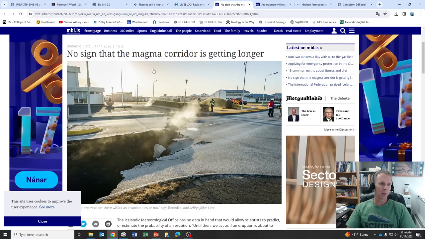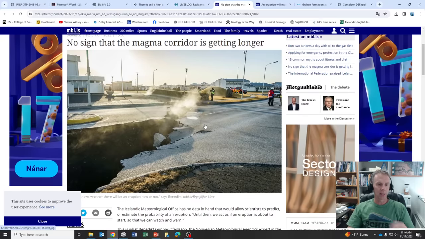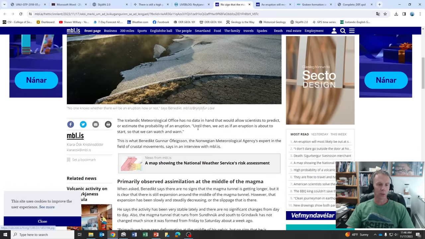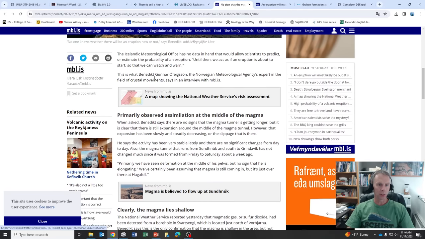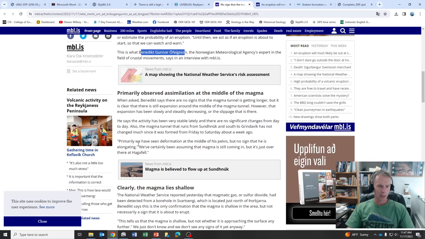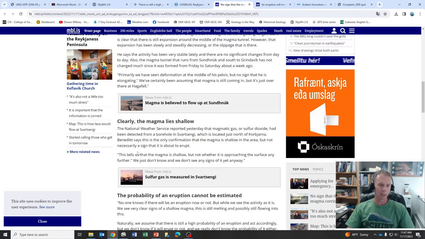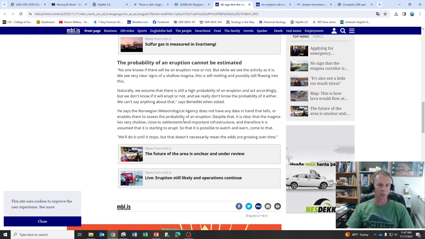Another news item here, and these are all from today: no sign that the magma corridor is getting longer. That actual intrusion of magma that propagated towards the surface and got pretty close, we don't have any evidence, seismic or GPS, that it's actually increasing its length. So that's good news. Let's see, I can't remember if there were any good quotes in here. They mention Benedikt Gunnar Ófeigsson, and he had some quotes in here. I just can't remember if there was anything super noteworthy, but basically saying the same thing: probability can't be estimated. The magma is still pretty shallow. We just don't know where it's going to go, if it's going to go anywhere.